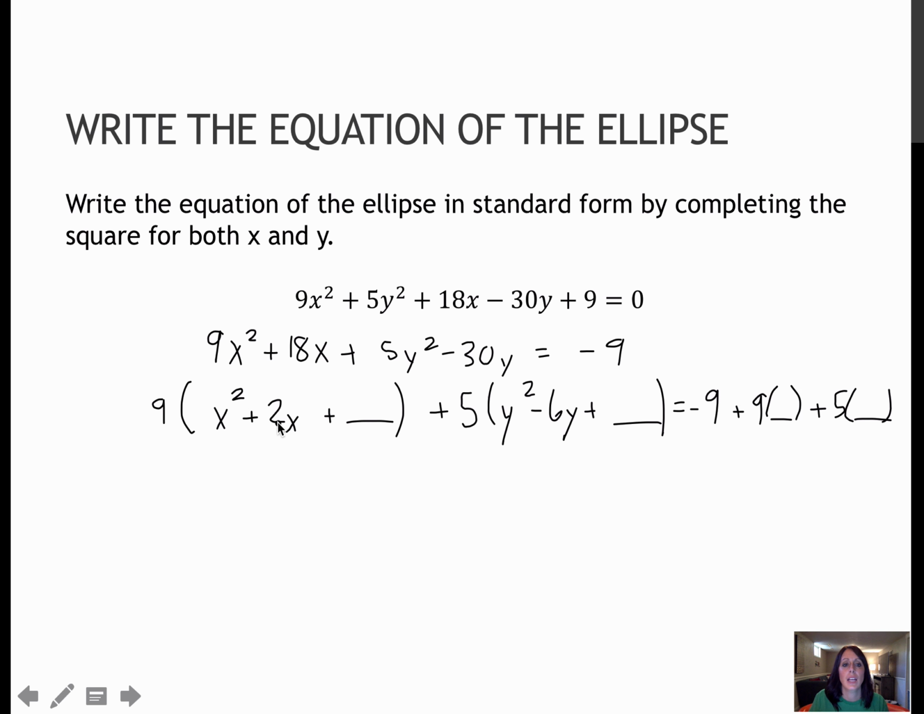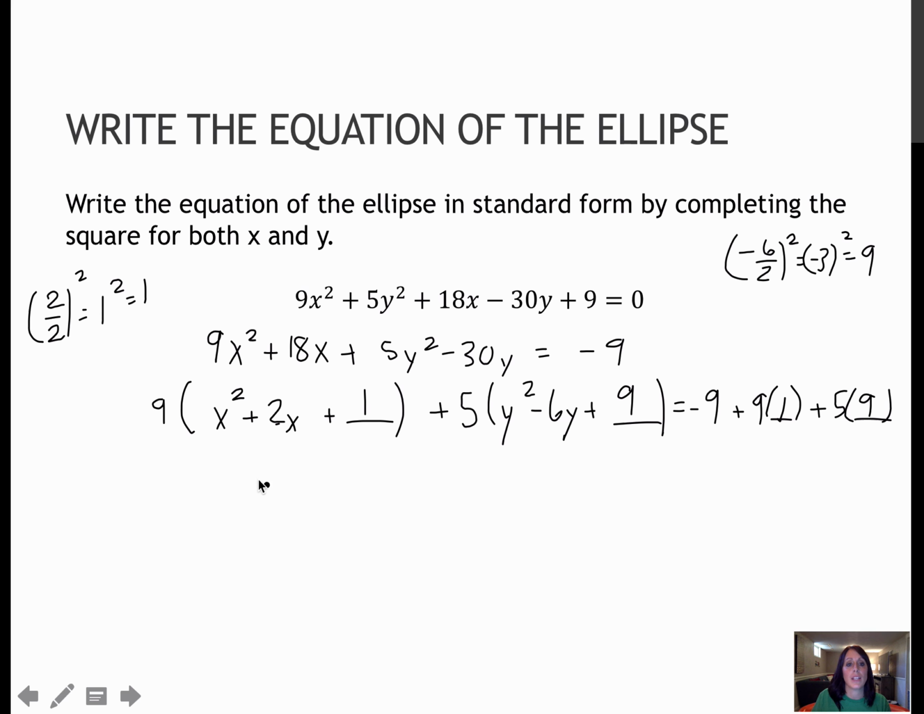So now I'm saying whatever this value is, so in this case it's 2, I'm going to divide it by 2 to get 1, and then I'm going to square it. And 1 squared is 1. That's the value that goes there and here. So 9 times 1, of course, that's going to end up being 9. Here I have -6. -6 over 2 is -3. -3 squared is 9. So 9 is going to go here, but it's actually a 45 that I've added.